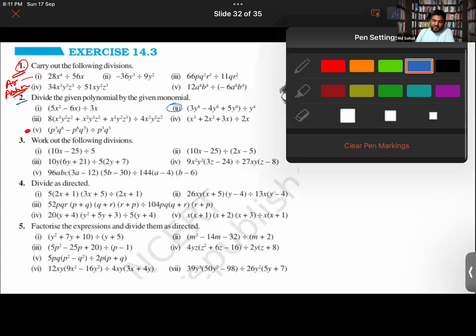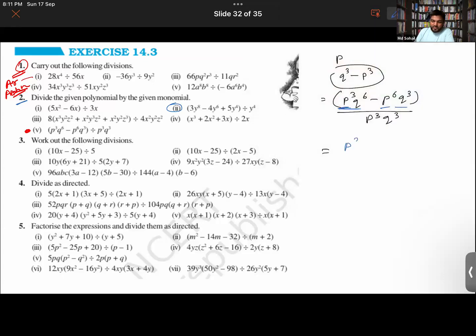If any one of you is getting confused about how I just directly said it, look here. P cube Q raised to the power 6 means P multiplied 3 times and Q multiplied 6 times. And then P raised to the power 6 Q cube: P is multiplied 6 times, 1, 2, 3, 4, 5, 6, and Q multiplied 3 times here.